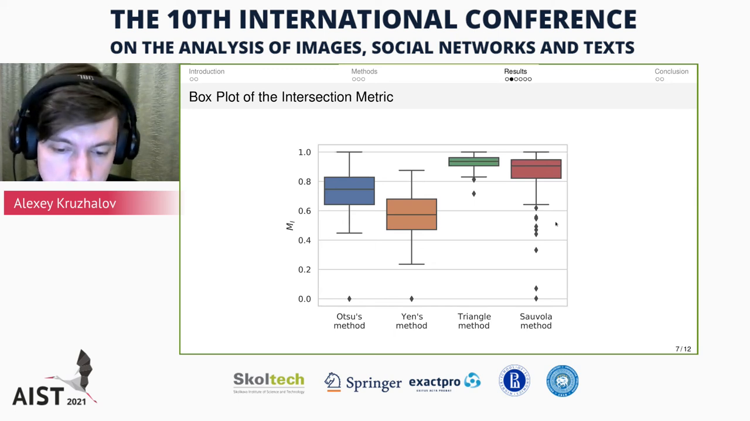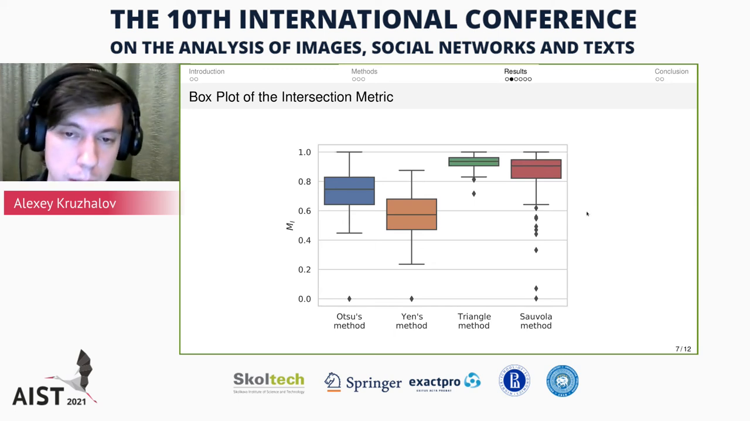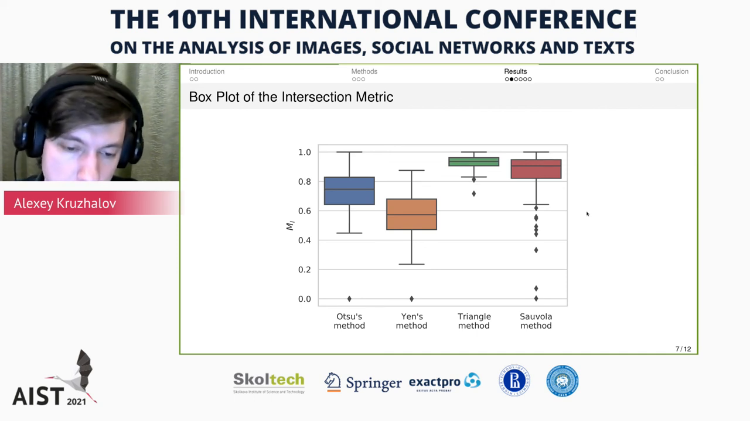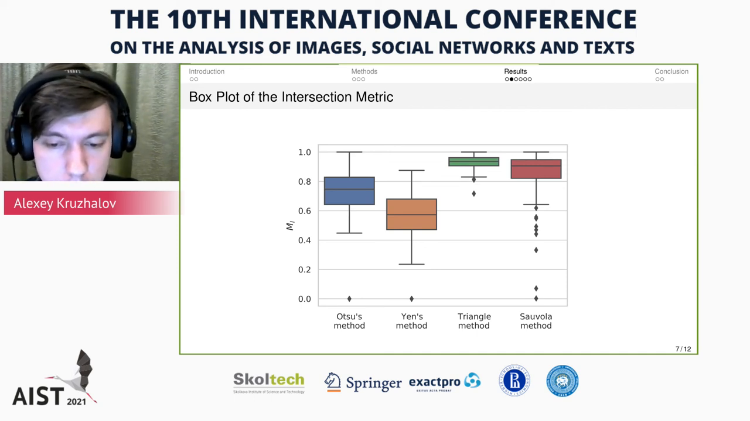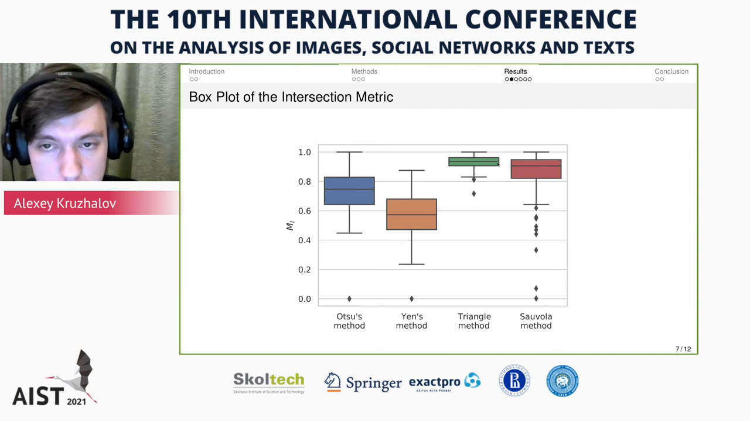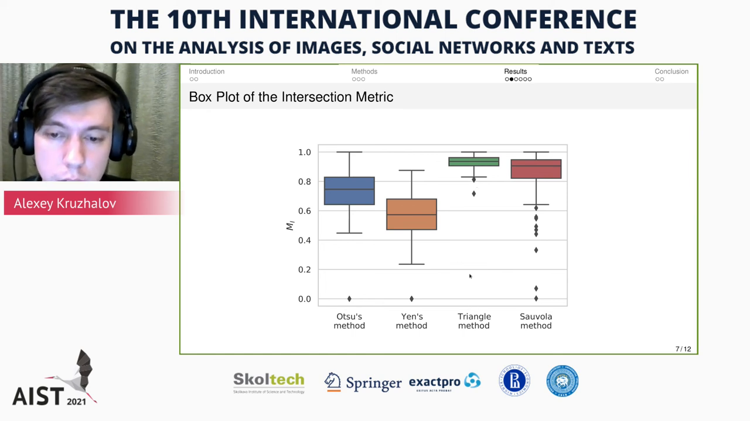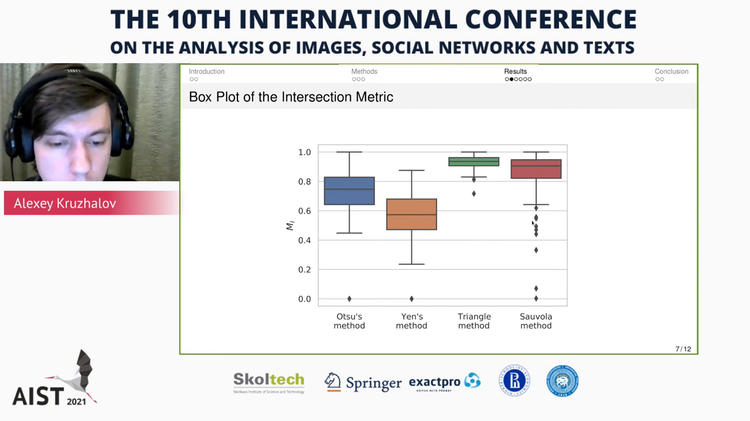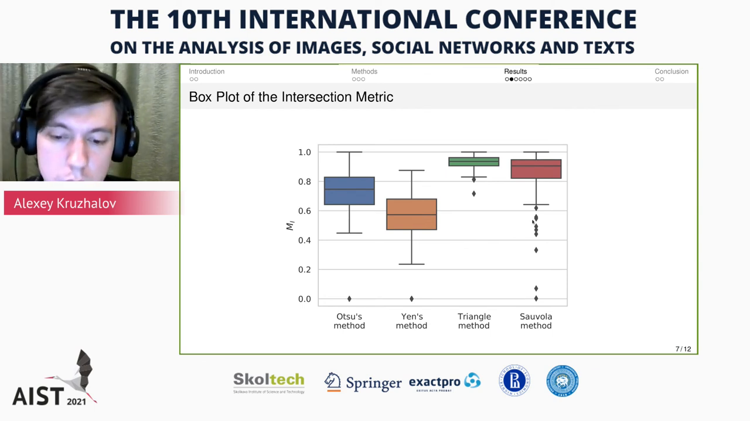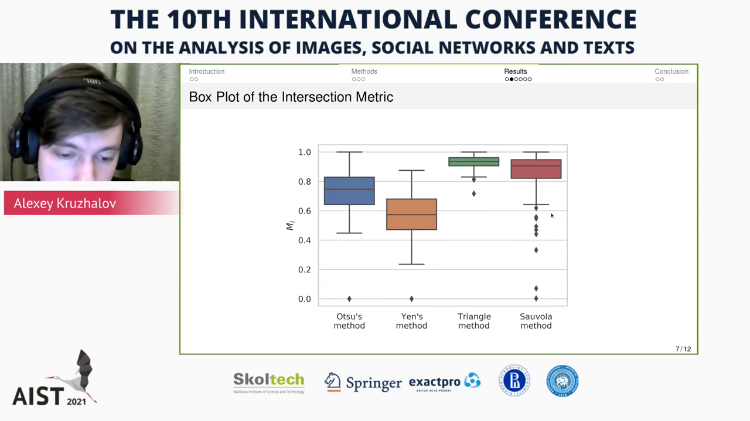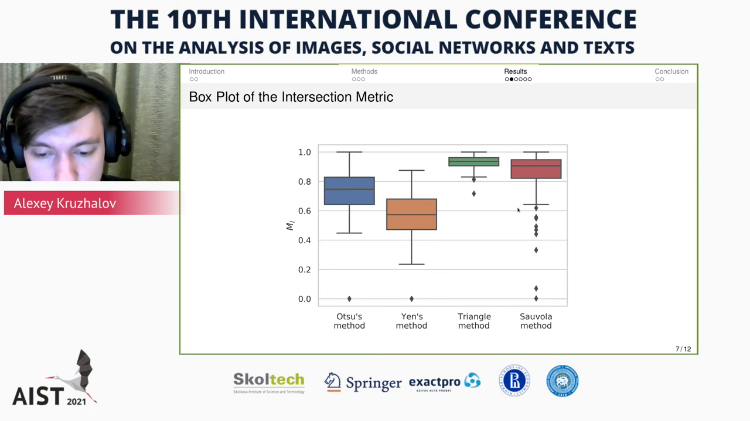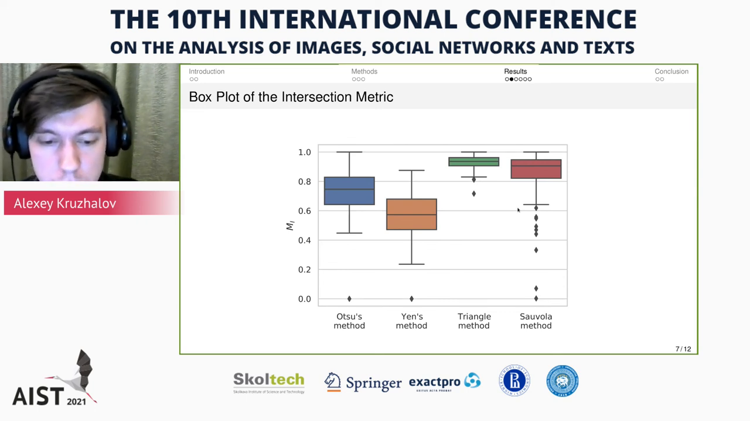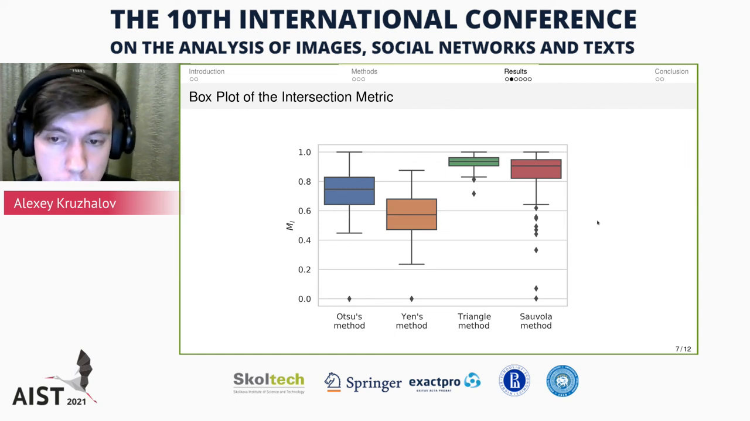For a subsequent comparison, we used the values of the target metrics obtained using the selection of the largest connected region. And for a visual interpretation of the results obtained, we built a box plot for the intersection metric distributions. The diagram shows that the largest median value and the smallest spread of values relative to it are obtained for the triangle method, and the largest number of outliers is obtained for the Sauvola method. That's why it was excluded from the subsequent consideration. The Friedman test was used to compare these methods, and at the level of significance 0.05, there are sufficient grounds for rejecting the null hypothesis.